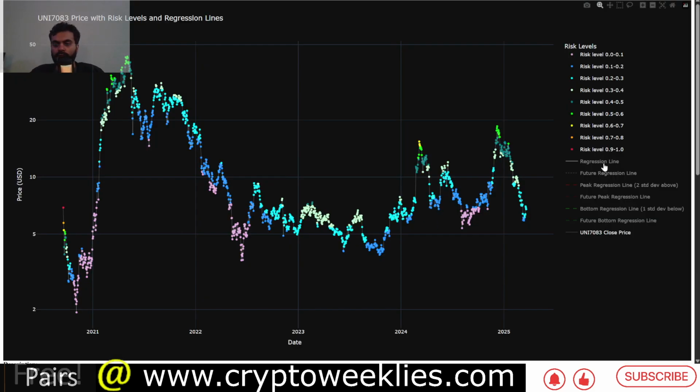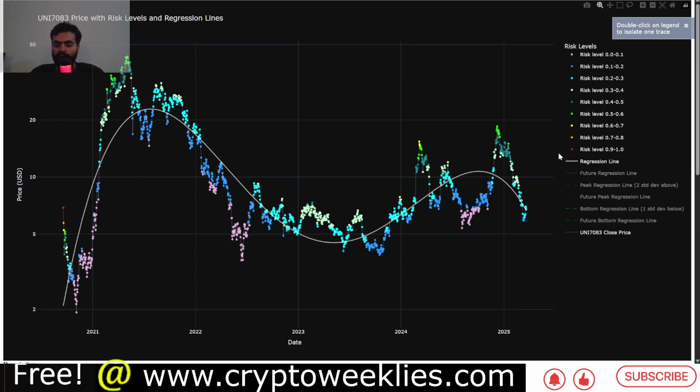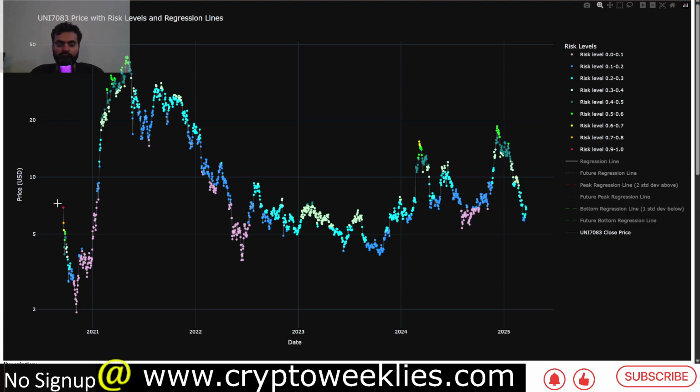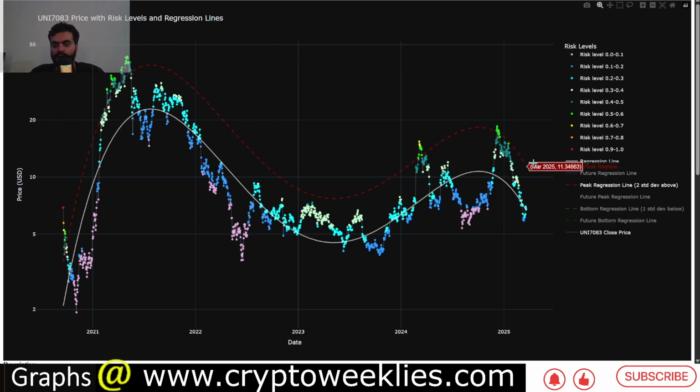But the DCA model, which takes into consideration the regression model that we saw at a weekly level, this is price color coded with respect to the relationship between the price and the regression based fair value. Again, this model does identify the peak regression, like we did by applying 2 standard deviation residual. Again, whenever the price goes above the dotted red line, that is when again the top is nearby. Right now the 2 standard deviation residual applied for Uni comes at around $11.34, right?